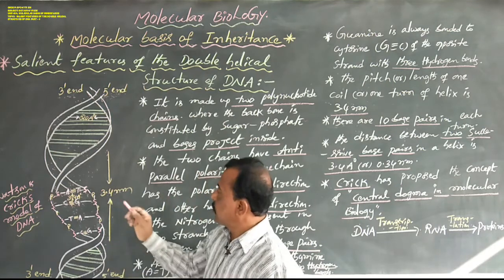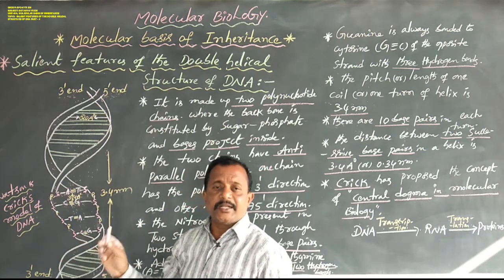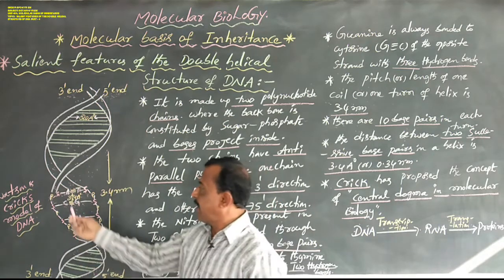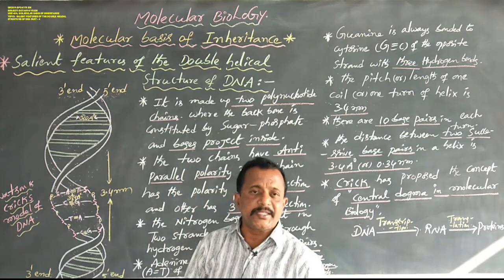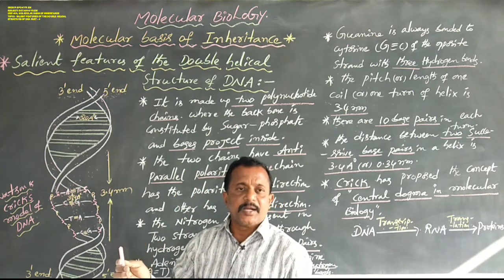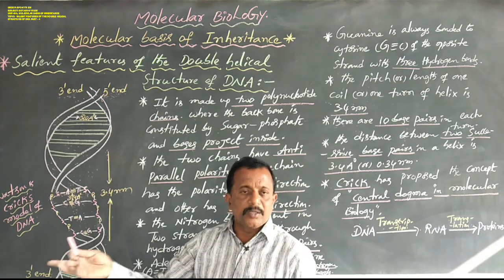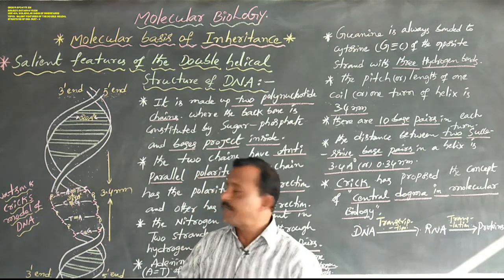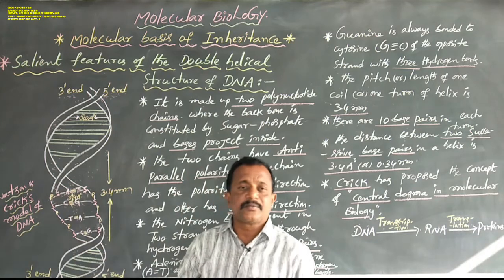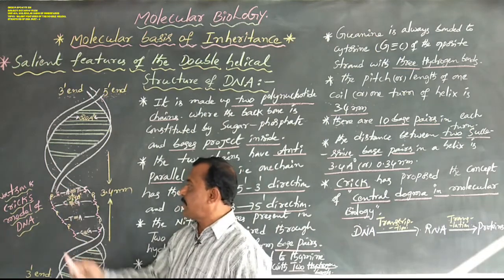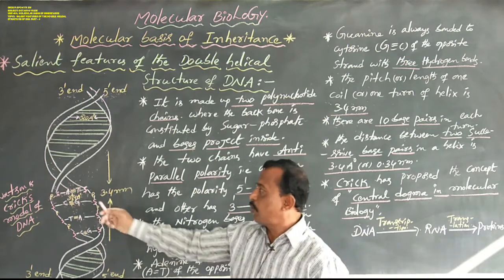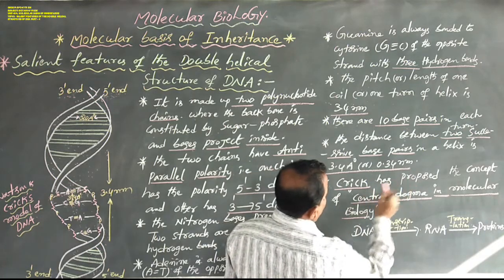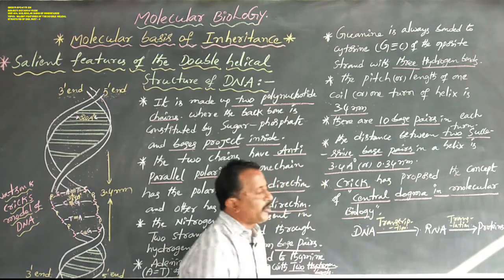So dear students, a single turn or a single coil of the helix contains 10 nitrogen base pairs or 20 nucleotides, and a single pitch, or one length of coil or one turn of the helix, is 3.4 nanometers, and two successive nitrogen base pairs are separated by 3.4 angstroms or 0.34 nanometers. Next, coming to Crick, who proposed the concept of central dogma in molecular biology.